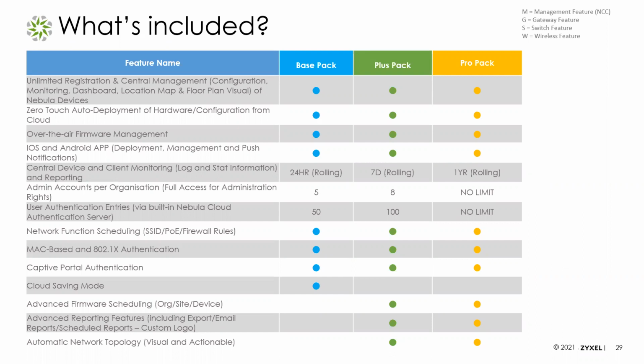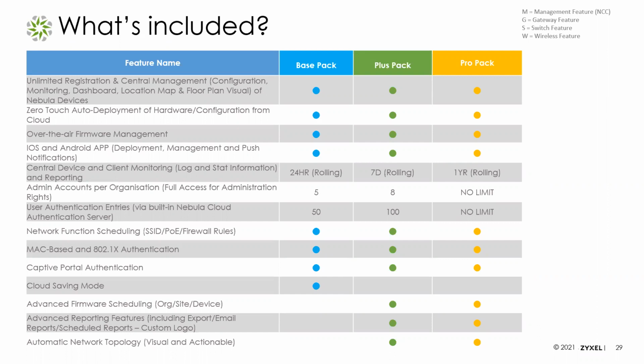Advanced firmware scheduling. So the core cheap free version of Nebula gives you firmware scheduling. Plus and Pro Pack gives you advanced scheduling. It allows you to make rules based on the type of device or to create rules for each individual device as to when firmware updates are going to be pushed out. We give you with Plus and Pro Pack advanced reporting, so you can generate various different reports, have them automatically emailed out at certain intervals to you or your customer.